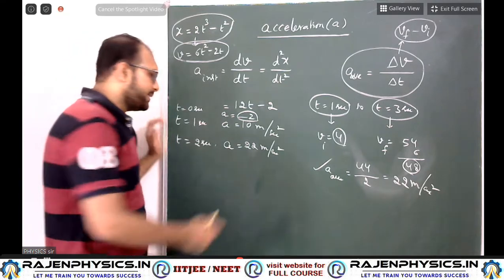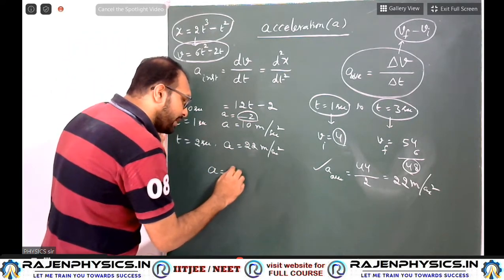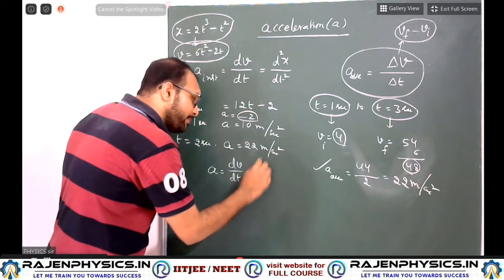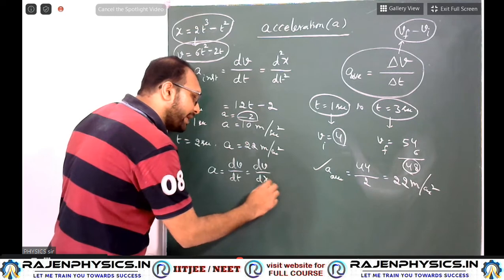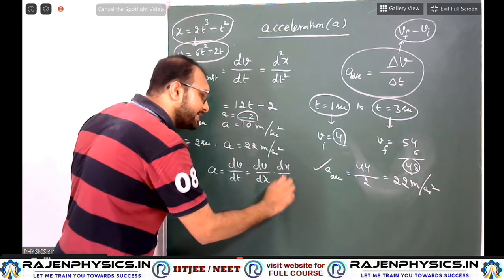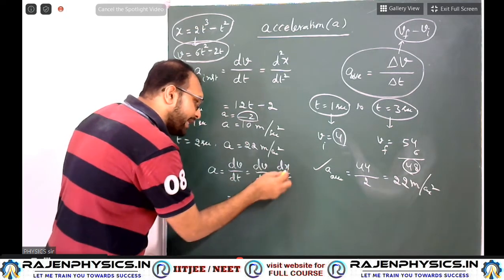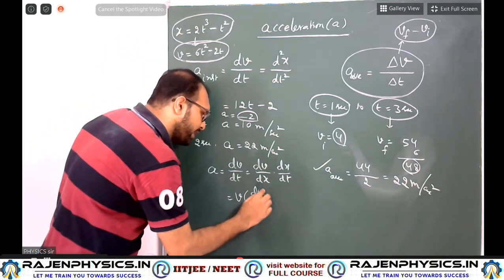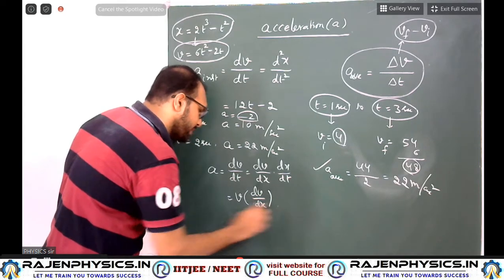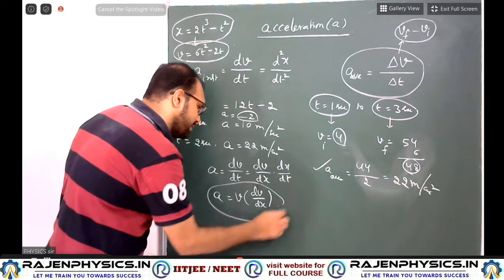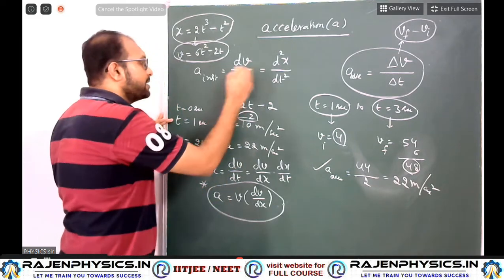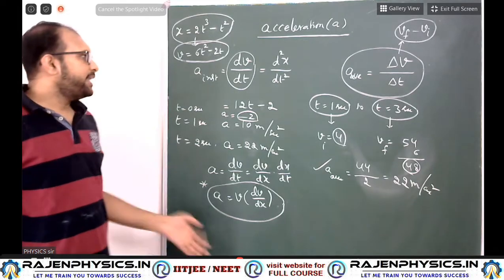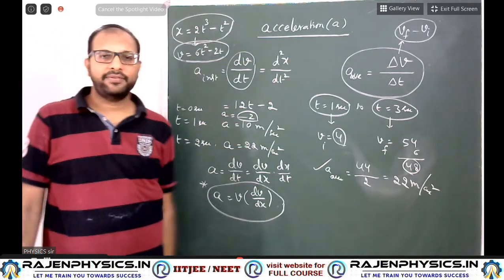And one more point: acceleration is not only simply dv by dt, you can write it using the chain rule as dv by dx into dx by dt. dx by dt is velocity. So therefore, velocity into dv by dx. So this is acceleration. This is one equation, this is another. So instantaneous acceleration, that is average acceleration.